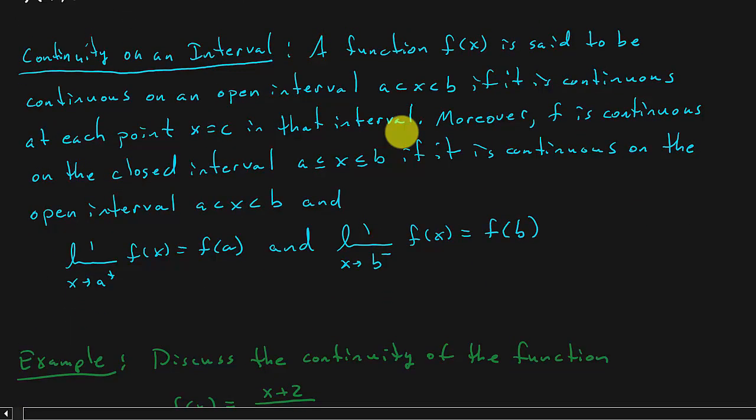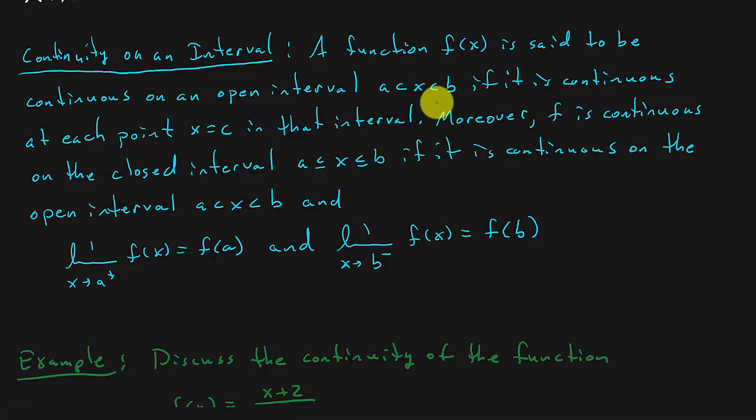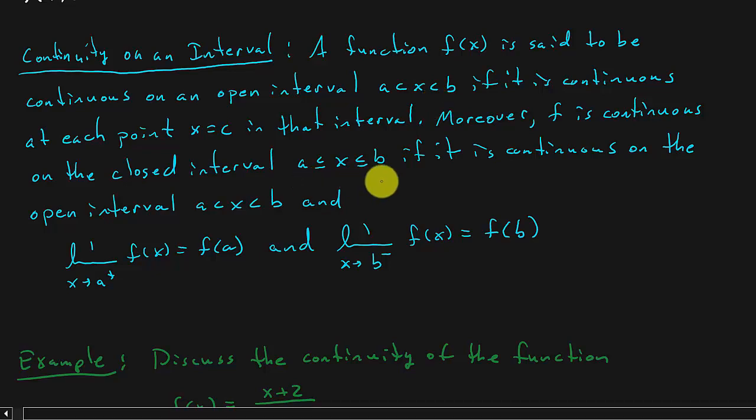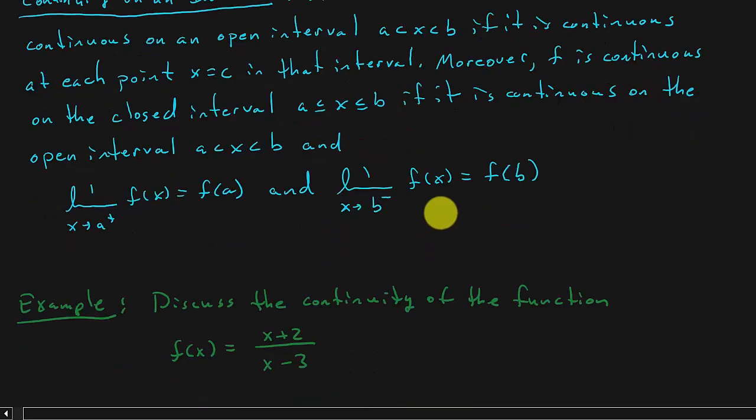Continuity on an interval. A function f of x is said to be continuous on an open interval AB if it is continuous at each point x equals c in that interval. Moreover, f is continuous on the closed interval AB, which means the a and b would be included, if it is continuous on the open interval AB, and the limit of f of x as x approaches a from the right is equal to f of a, and the limit of f of x as x approaches b from the left is equal to f of b. So that means it's got to be continuous from the right of a and the left of b.